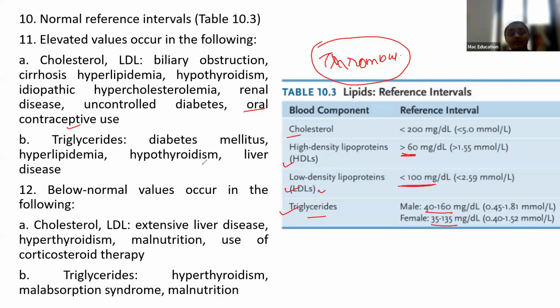So in which condition will triglycerides decrease? So there is hyperthyroidism, malabsorption syndrome and malnutrition. The patient is not consuming all the nutrients in the right proportion, so there is a lack of triglyceride. Can someone tell me how corticosteroid therapy can reduce the cholesterol or LDL?